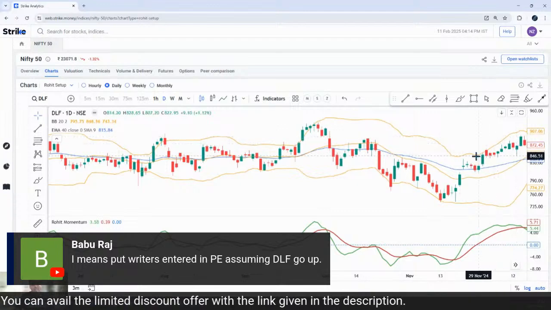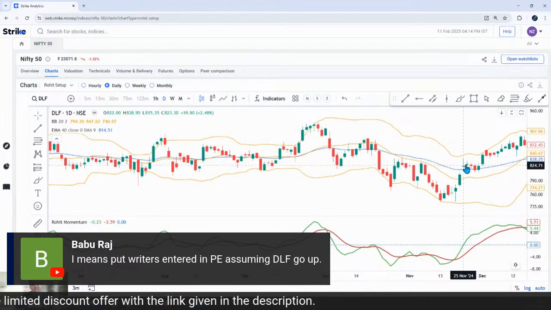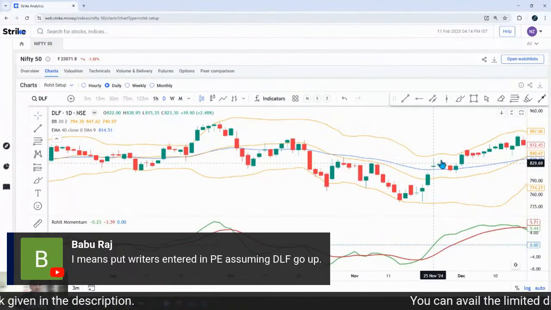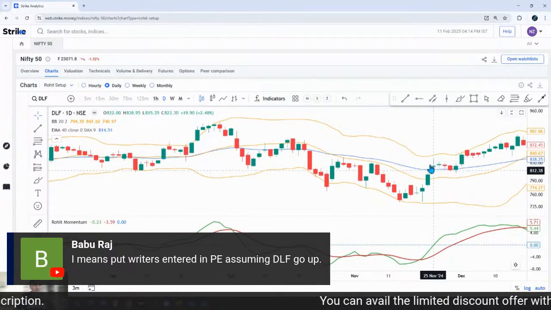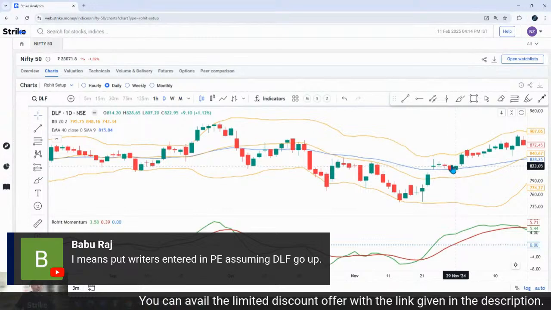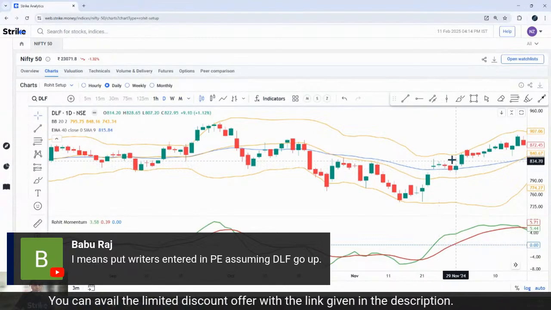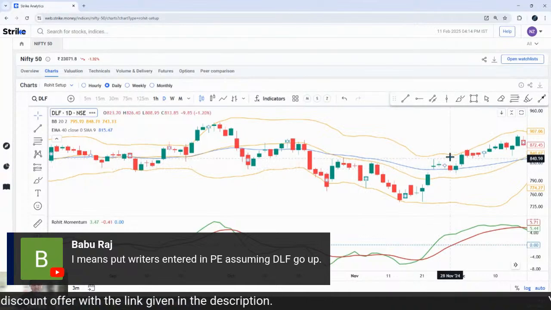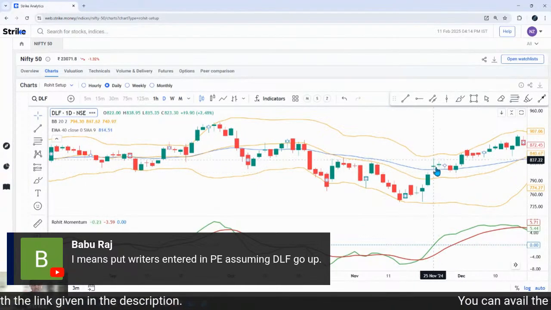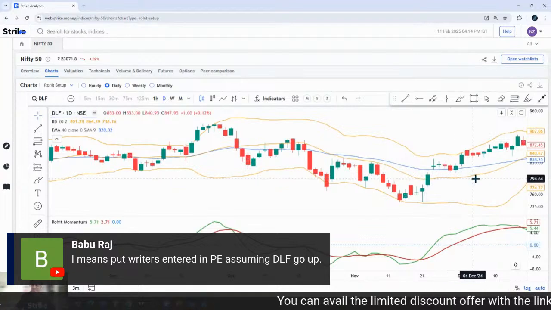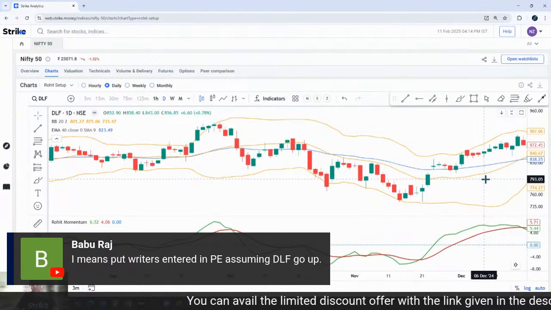Now, if you had bought a call option instead of selling a put, for the first few days the call option premium would have eroded. So the call option buyer would not have benefited for the first few days, but the put option seller would have benefited immediately in the first few days. Is that clear? Did you understand?